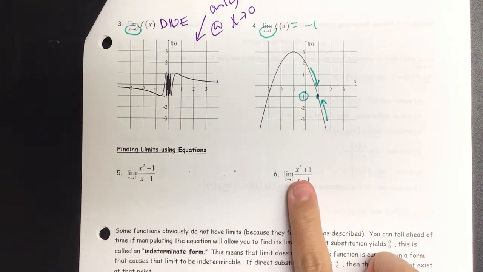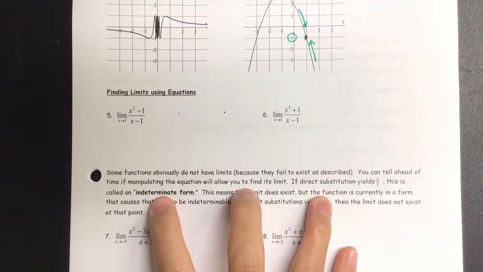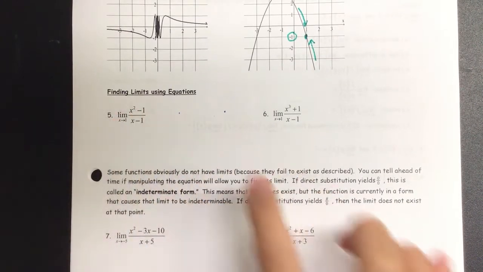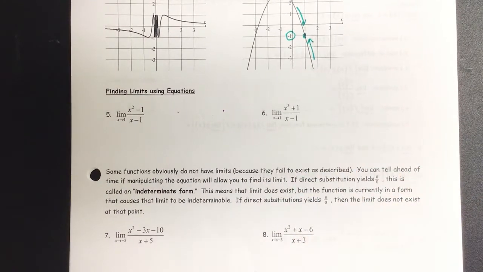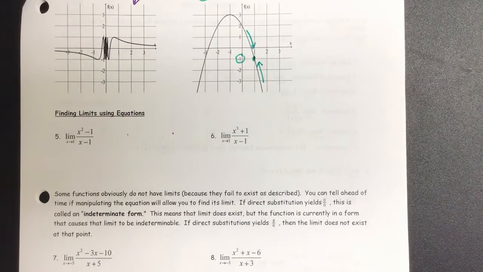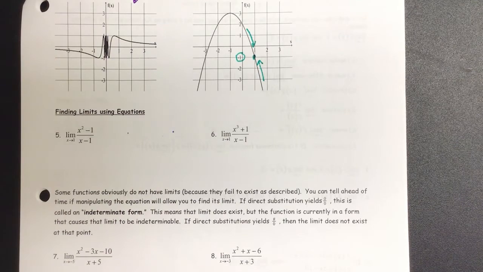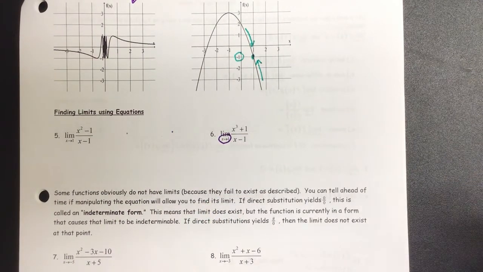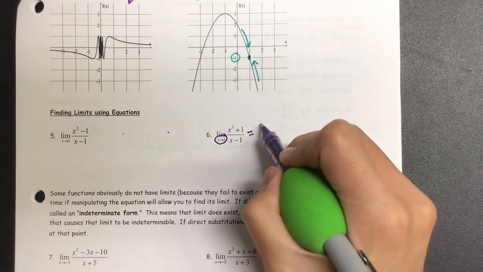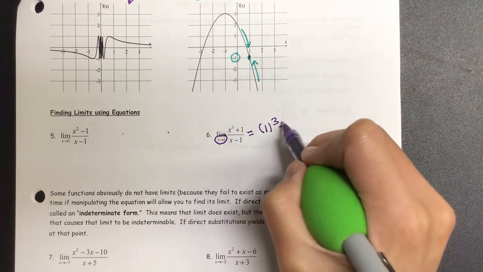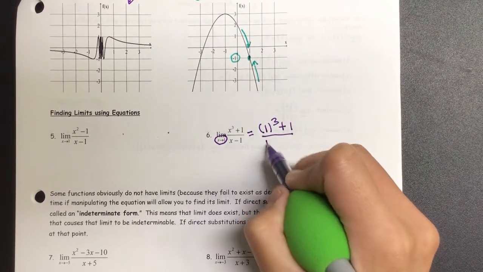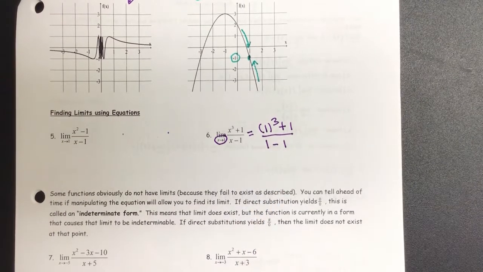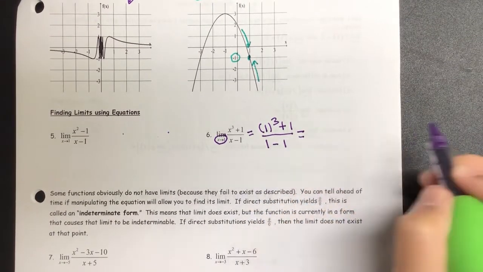Okay, I want to do number 6 first, and then we're going to read the paragraph on the bottom that pertains to number 5 and number 8. So on number 6, what is my limit approaching on this one? Okay, so when it's approaching and I give you an equation, just plug it in. Plug it in. So when I do, I get 1 all cubed plus the 1 all over 1 minus 1. That's going to give us what over what?